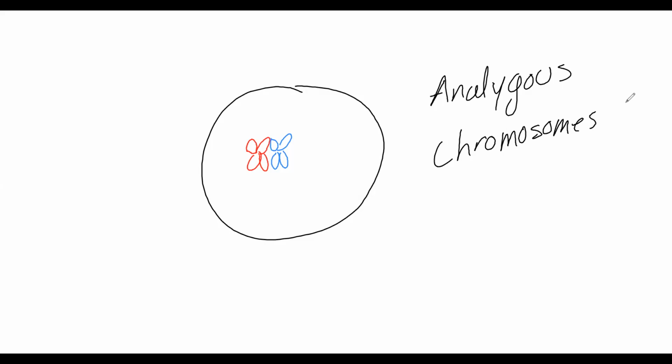So now that all the analogous chromosomes are paired up, we actually have a term for this little grouping. We call them, write this in, tetrads. Tetrads and analogous chromosomes are the same thing. Why do we have so many words for similar things? Who knows?